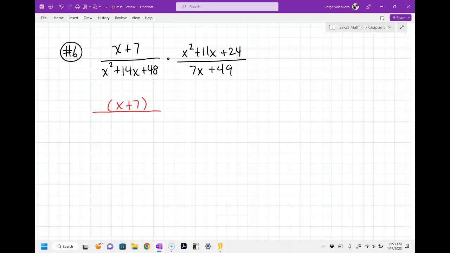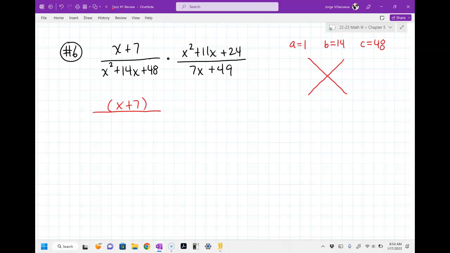Bottom left corner. Well, do they have anything in common? X squared plus 14x plus 48? No. Is it 4 terms? No. Is it 3 terms? Yes. So I have to use the X method or box method, whatever you'd like. So here we go. My A term is a 1. My B term is a 14. And my C term is a 48. It's a big number there.